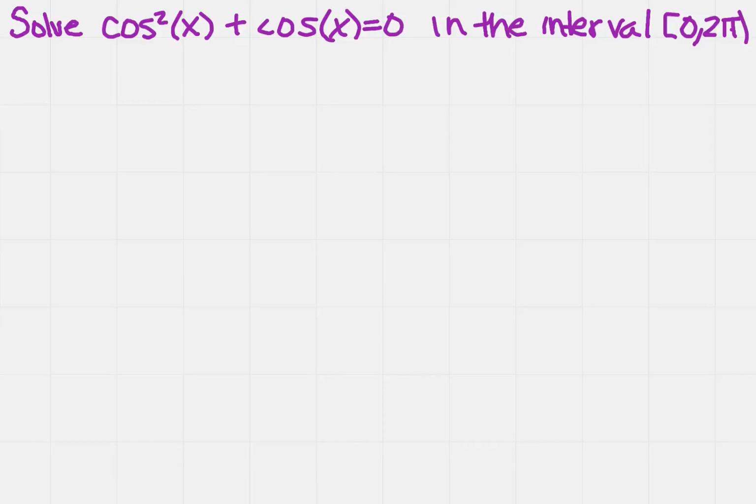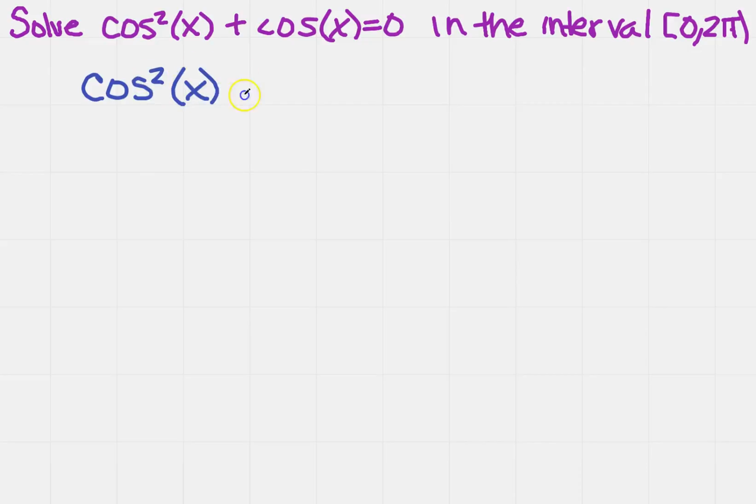Solve cosine squared x plus cosine x equals 0 in the interval 0 to 2 pi, only including the 0. So how are we going to do this one? Well, I'm always going to write down the initial. So let's do that first. So I'm going to rewrite my initial.